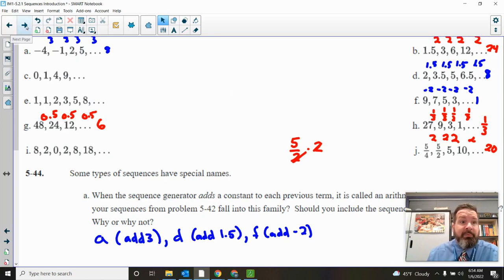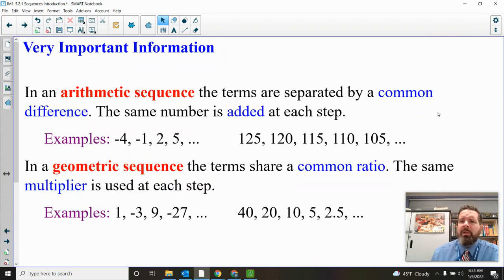If you have a negative common ratio, you would see mixes of positive and negative numbers together. So let's summarize this all together. Important stuff: in an arithmetic sequence, each term is separated from the one before it by a common difference. That means you're adding the same number each time. In this example, you're adding 3 each time. In this example, you're adding -5 each time.